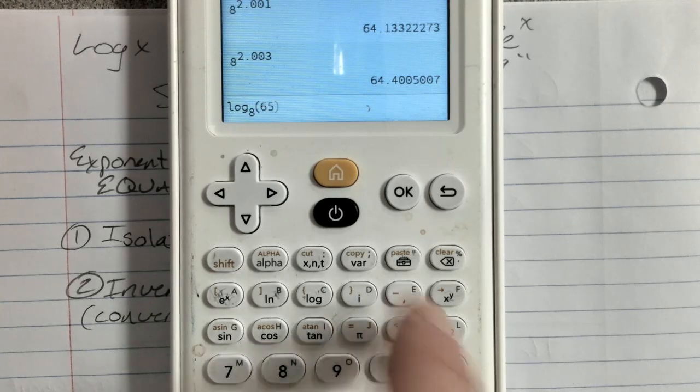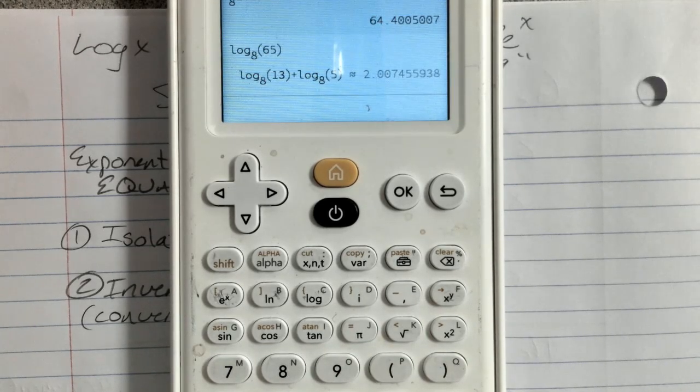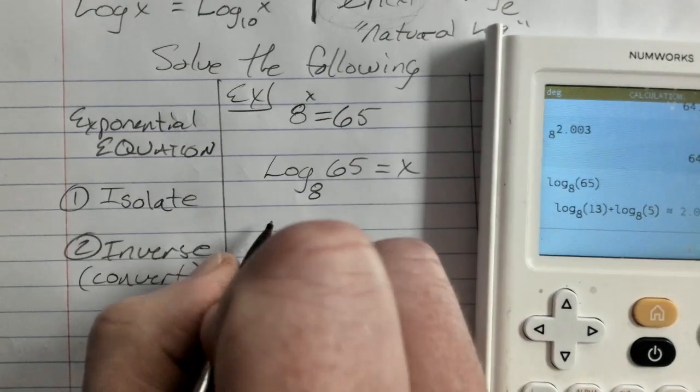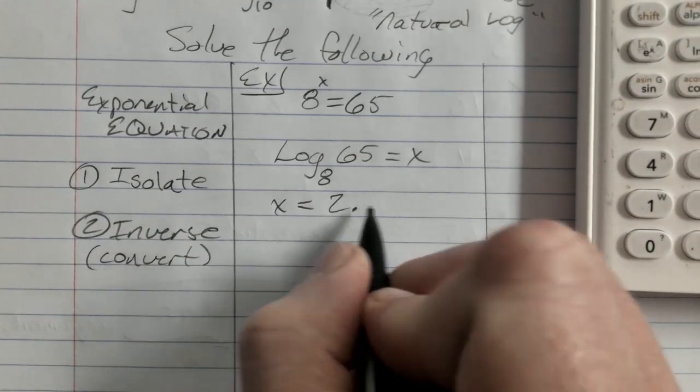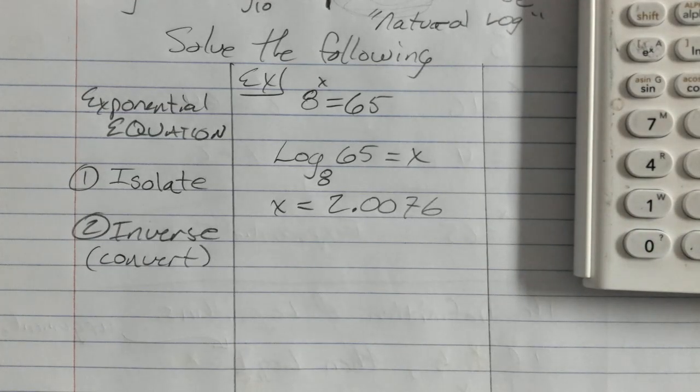65.65, good. Close that out and I hit boom. I get 2.0074559. Okay? So here we get x equals 2.007, and I am done writing. So we'll call it that.